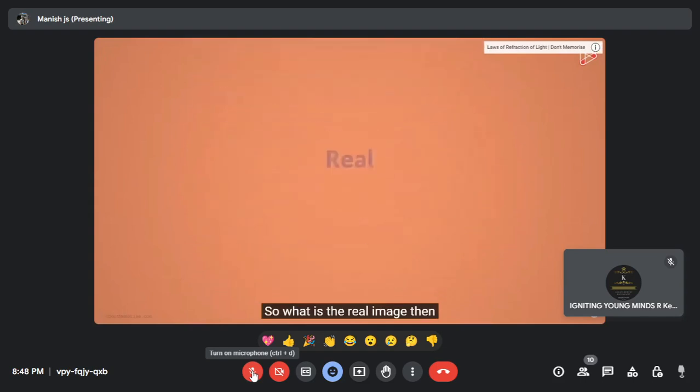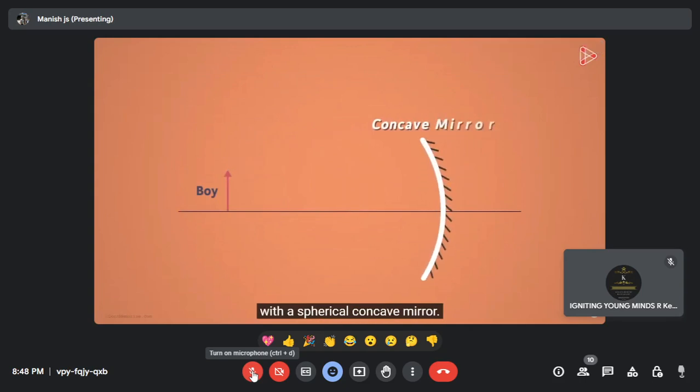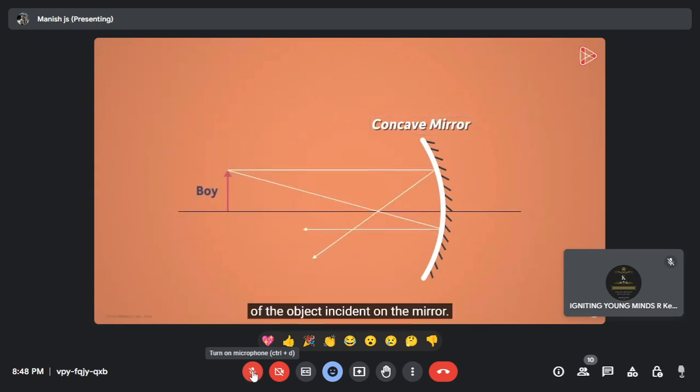So what is the real image then, and how are they formed? Let's replace this plane mirror with a spherical concave mirror. Why? It's because real images can be formed by concave mirrors. Let's consider the light rays from the same point of the object incident on the mirror. We see that after reflection, each ray is traveling in a certain direction. Note that here as well, each ray obeys the law of reflection.